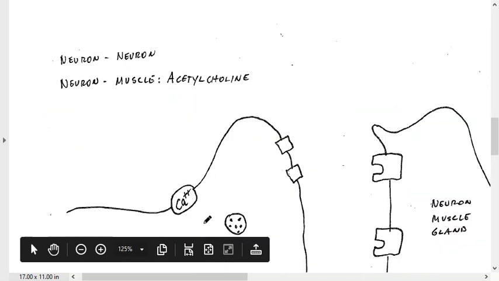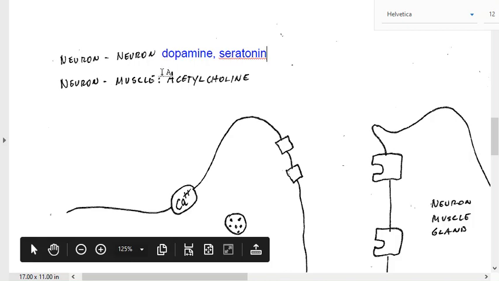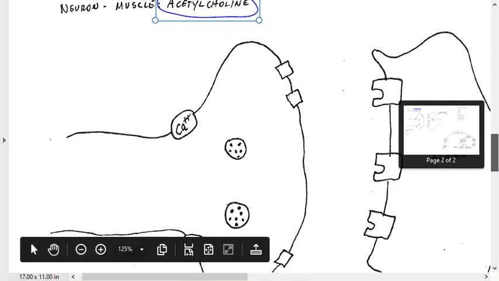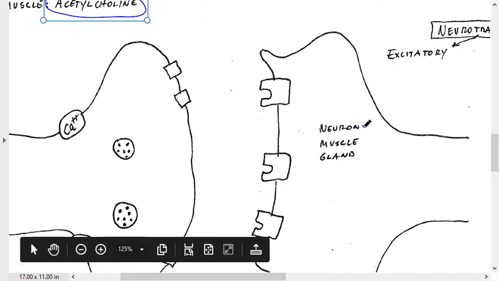So just to give you a little bit more specifics, some of the neurotransmitters involved in neuron to neuron communication, that you are probably familiar with or have heard of, are dopamine and serotonin. The one that I want to focus on here is called acetylcholine, because this receiving neuron doesn't always have to be a neuron. It can be a neuron, sure, but it could also be a muscle, and it could also be a gland.